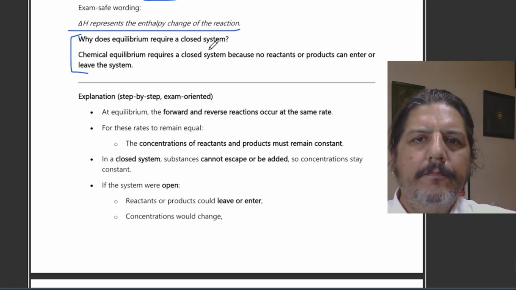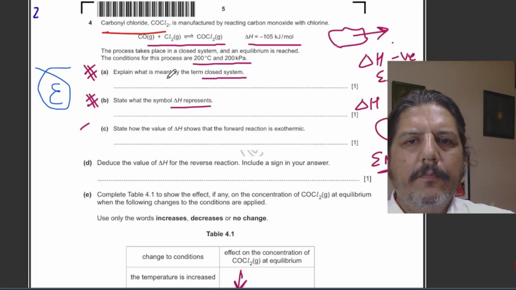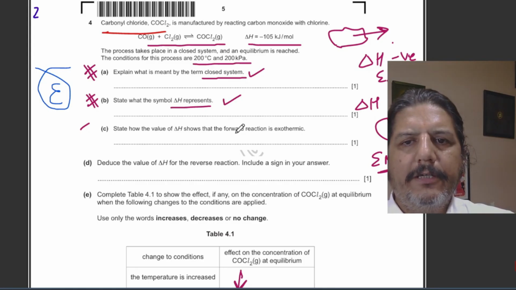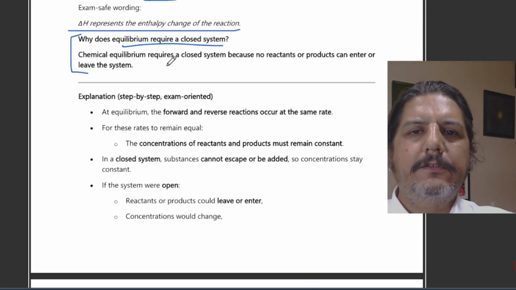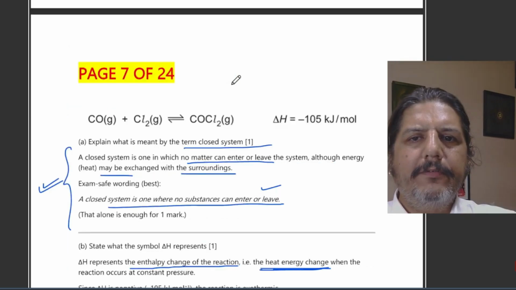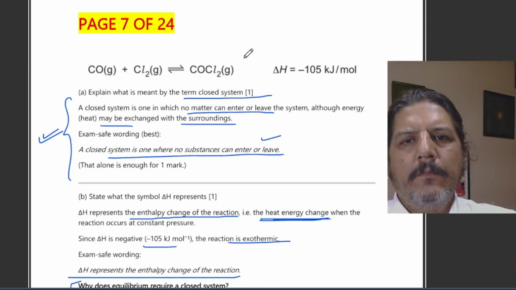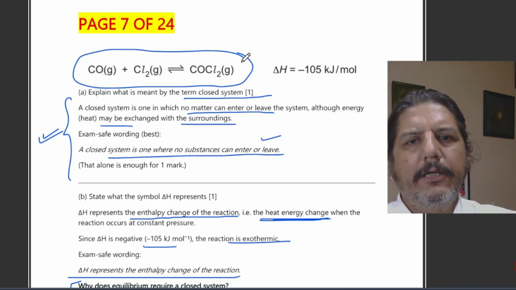energy exchange. Okay, and I have also mentioned here: why does an equilibrium require a closed system? State how the value of delta H shows that the forward reaction is exothermic. We have discussed this. One thing I wanted to mention, though I won't be discussing it in detail, is why we require equilibrium to be in a closed system. A very simple definition is, look at this reaction. I won't be spending much time, I just wanted to give you an idea.